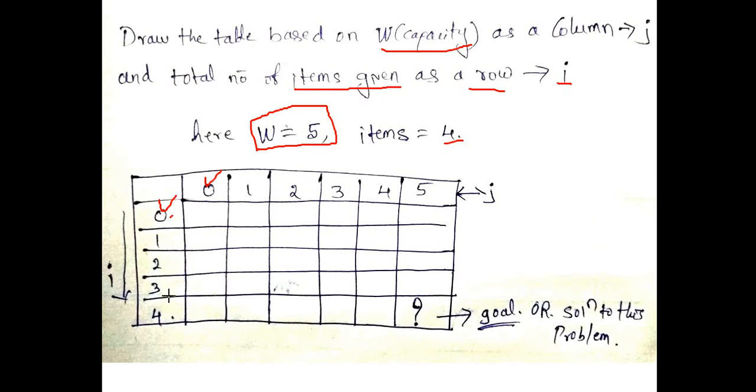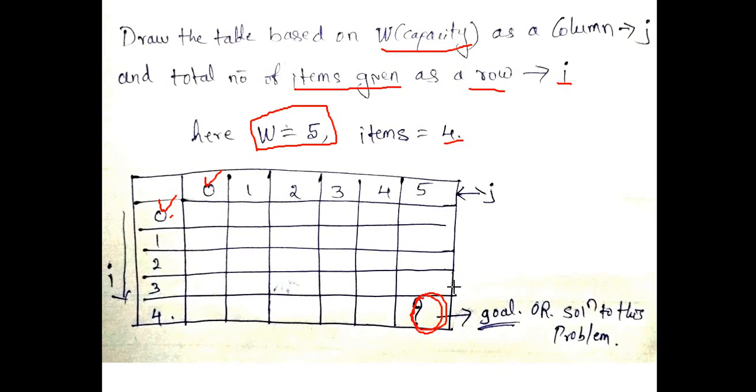0 as a column and 0 as a row. Our aim or goal is to find the optimal solution for the knapsack problem. This is our target. So we have to fill these values using previous formulas. I hope this one is clear.